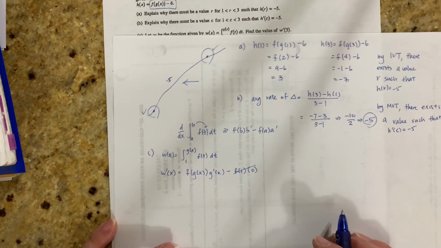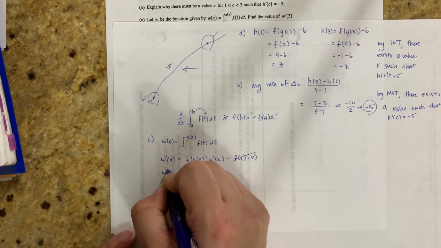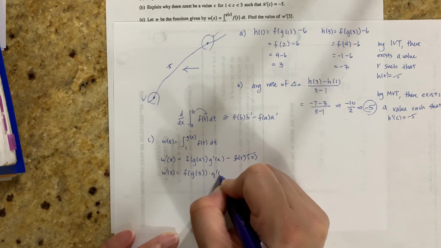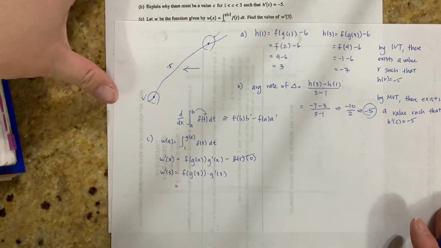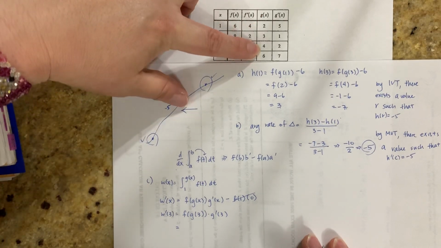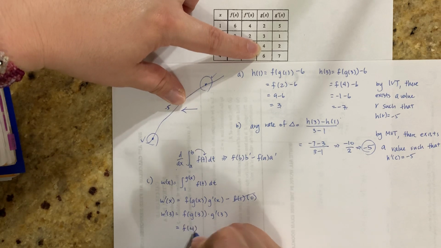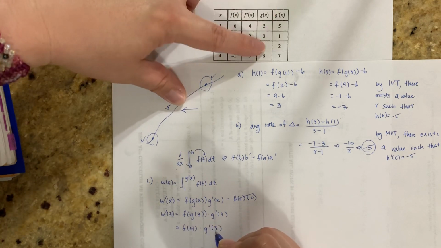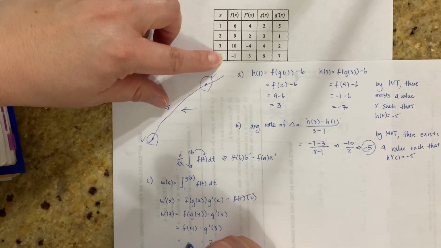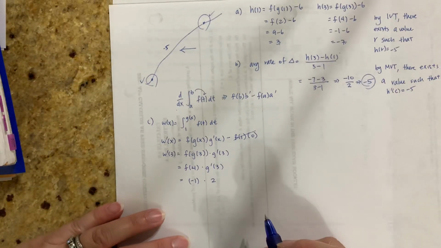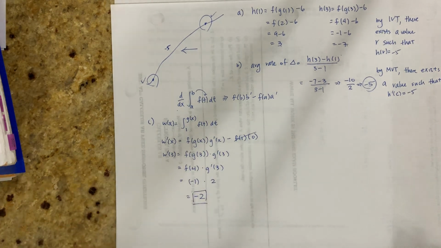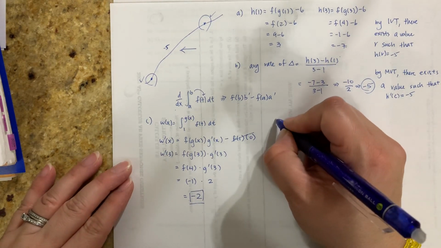All right, so now that makes it a lot easier for us. If we're looking for w prime of 3, that's equal to f of g of 3 times g prime of 3. Again, using our chart, I'm going to have to cover this up a little bit and go back here. So g of 3 is 4, so f of 4, and g prime of 3 is 2. F of 4 is negative 1. My final answer is going to be negative 2, and that is my final answer. Okay? All right. Last but not least, part D.